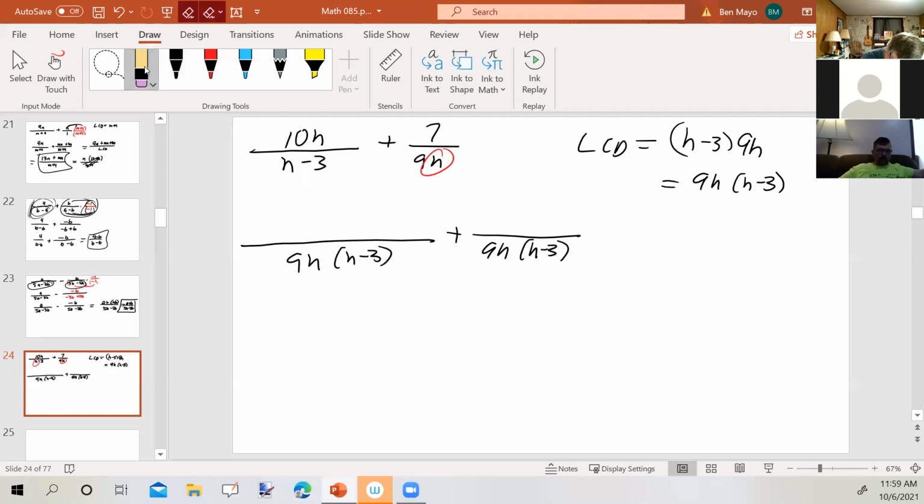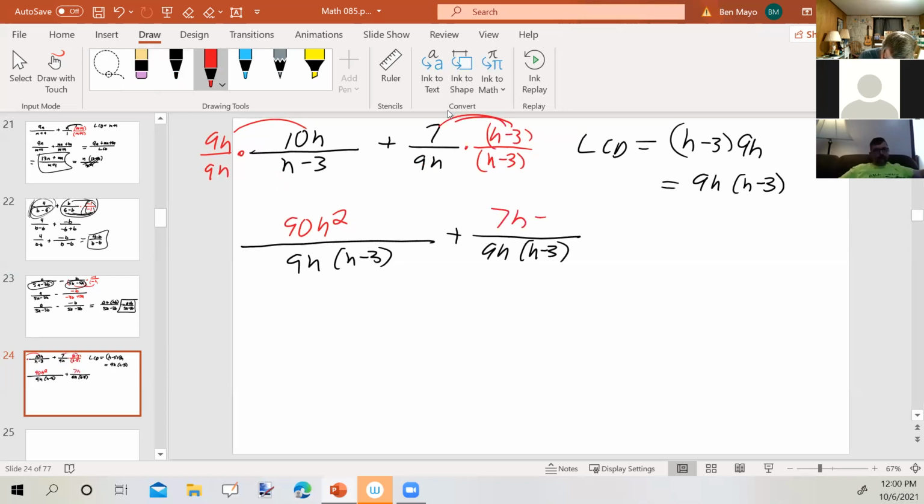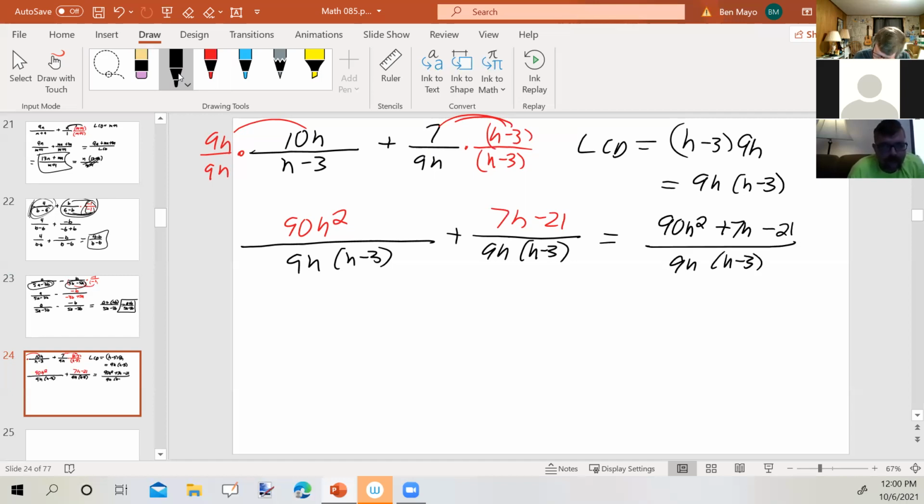So let's get rid of these circles. I need to multiply the first fraction by 9h over 9h, which gives me 90h squared. I need to multiply the second fraction by h minus 3 in both the numerator and the denominator. So I get 7h minus 21. So now my numerator is 90h squared plus 7h minus 21 over 9h times h minus 3.